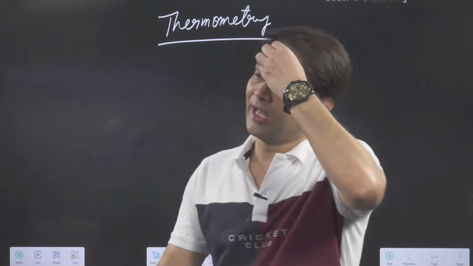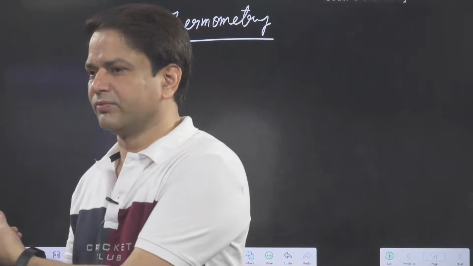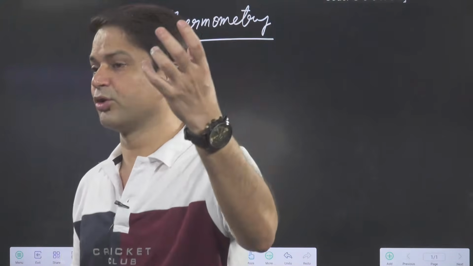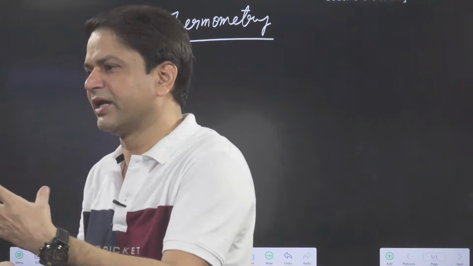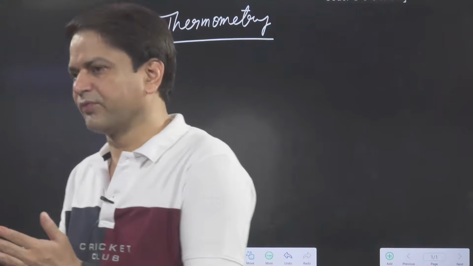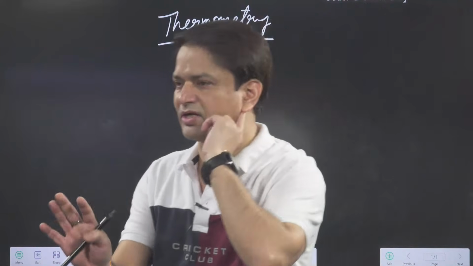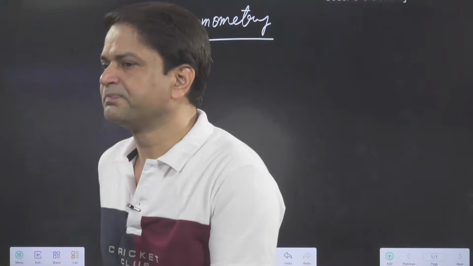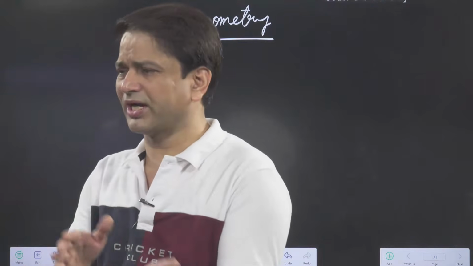Everybody knows the old thermometer. Nowadays we are using the digital thermometer. Earlier we were using the mercury thermometer in a glass tube. There was mercury, and it was showing the reading according to the different temperatures. In the older thermometer, to make it, we were using two reference temperatures. One reference temperature was the ice point and the other was the boiling point.